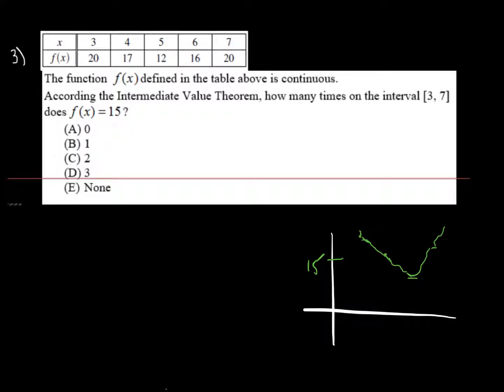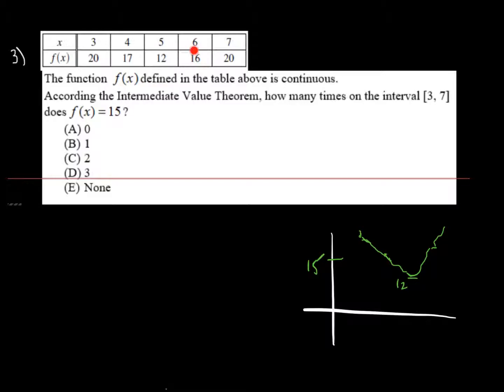Right? Well, this is down here, this is 12, right? And so let's just think about it in terms of the intervals. Well, between 20 and 17, does it have to hit 15? No. Between 4 and 5, does it have to hit 15? Yes, it does have to hit 15.